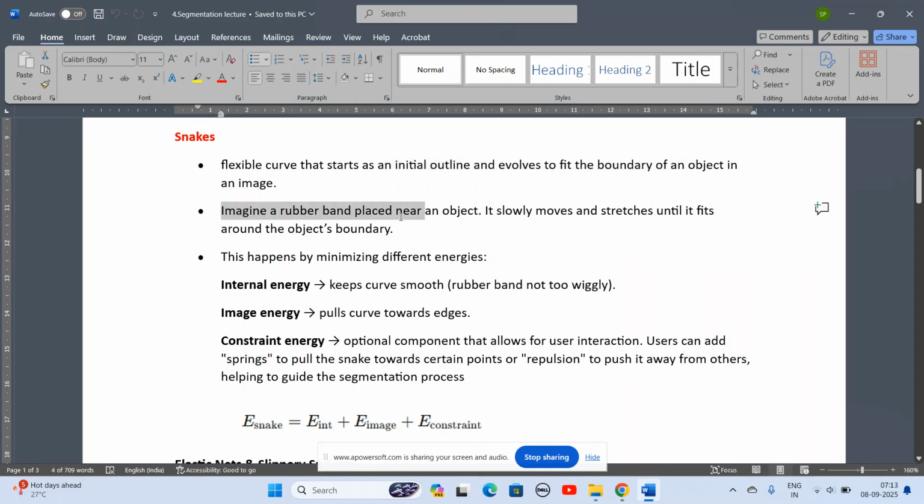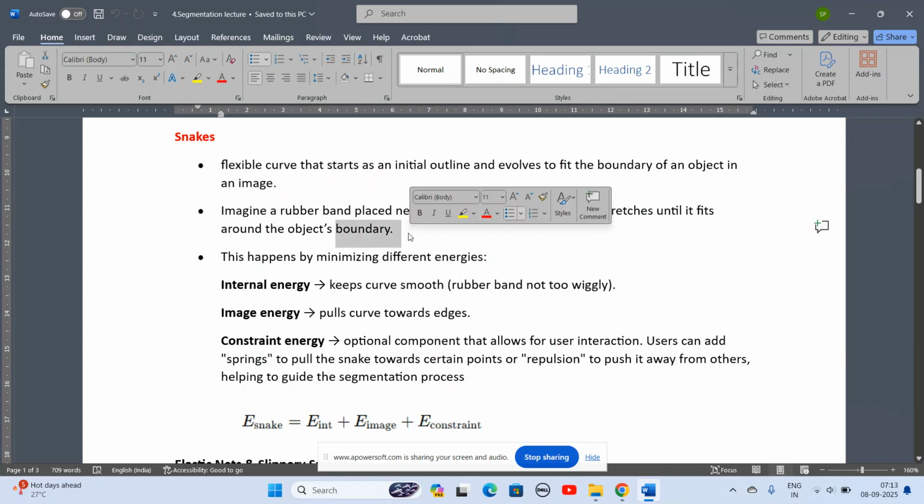So imagine a rubber band placed on an object. It slowly moves and stretches until it fits around the object boundary. If you wear a rubber band around a pencil, it will fit the width of the pencil. If you place the same rubber band on a mobile phone, the rubber band is flexible and it will fit the shape of the mobile phone. If you place the rubber band on a notebook, again it is possible. So similarly, I'm going to find the boundary which fits that object.